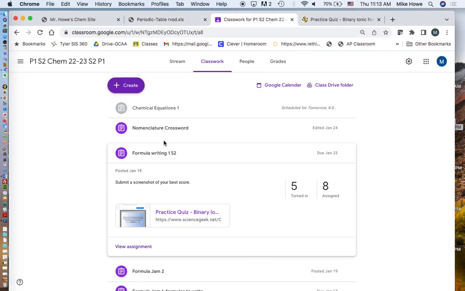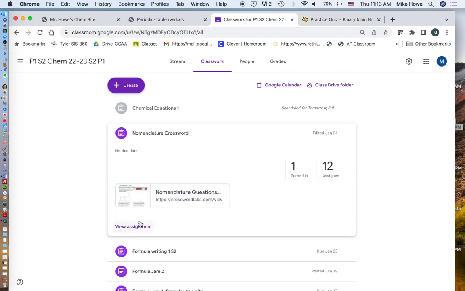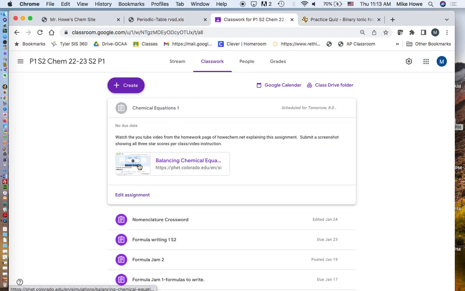After you do formula writing 1, we had this nomenclature crossword. The nomenclature crossword has not been real popular yet, we can see. So that's something that could be done on Friday after the chemical equations assignment is done. And then chemical equations 1 is what I'm going to try and teach you about now.